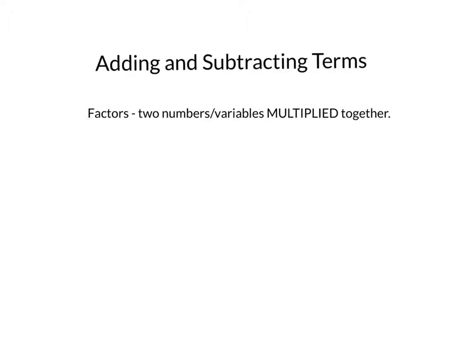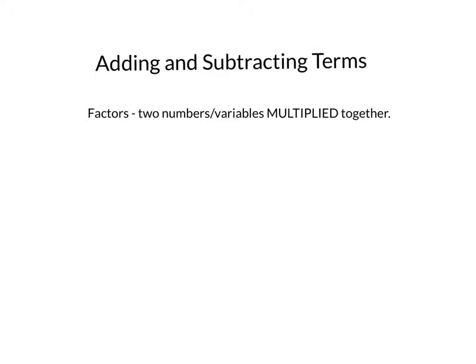Section 11.3 Simplifying Algebraic Expressions. This section talks about adding and subtracting terms. But before we talk about terms, I want to make sure that we also talk about factors just for a moment. Factors are numbers or variables that are multiplied together.